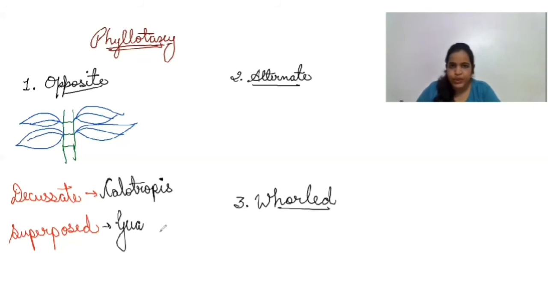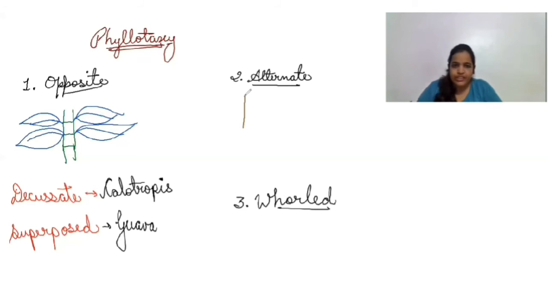Guava, we all love to eat. It is a very tasty fruit. Amrud we call it in Hindi. So we have two examples till now. Many of you must know about Calotropis, so you won't have to learn it. Those who know Calotropis don't have to learn this term. They will remember, right? Coming to the next type, that is alternate.